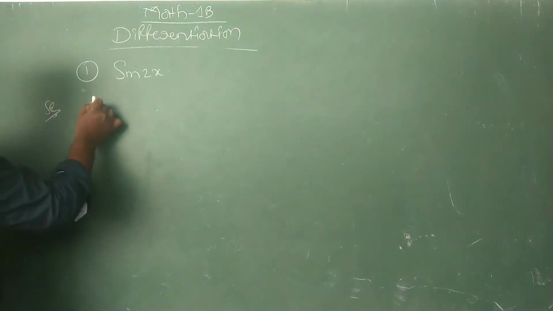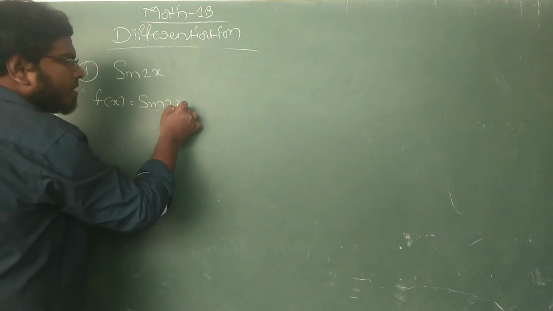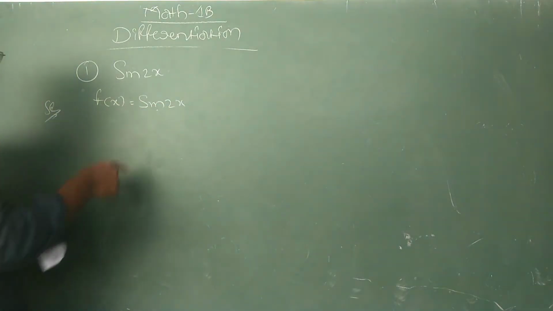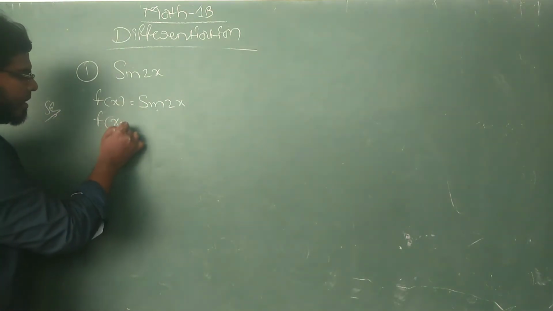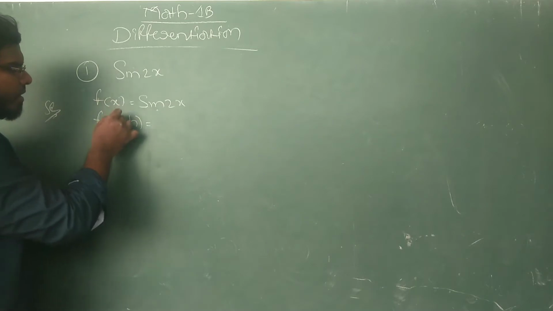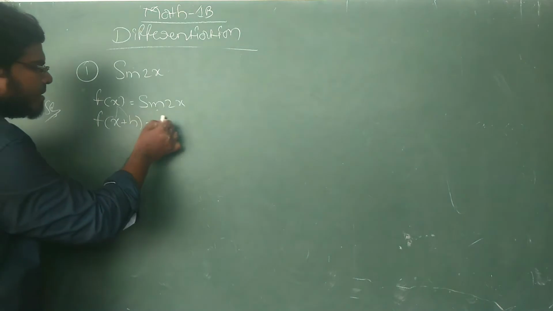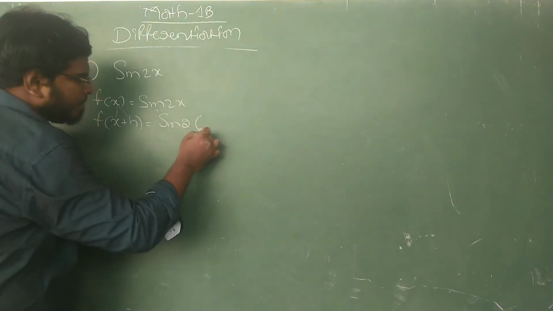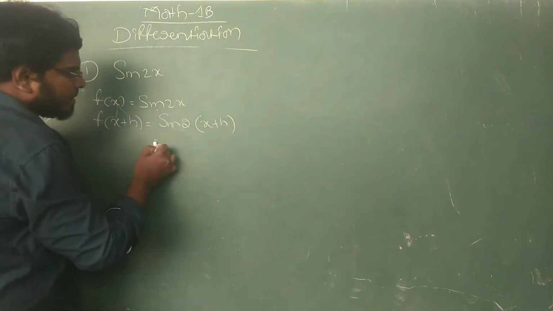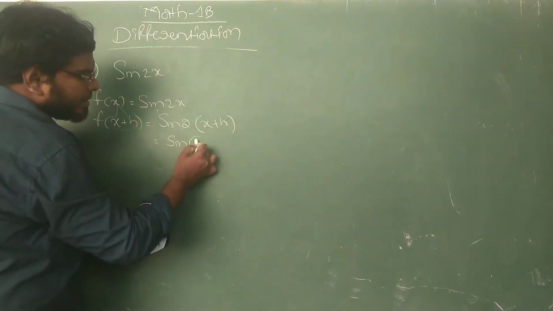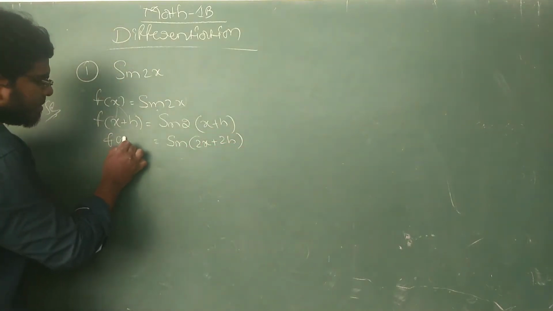First, write the given question as f of x. If any question is cos x or tan 2x, directly write the first step: f of x is equal to sin 2x. The next step, write f of x plus h instead of x, so x plus h. Here sin 2 into x plus h, then sin of 2x plus 2h. The important thing is completed.